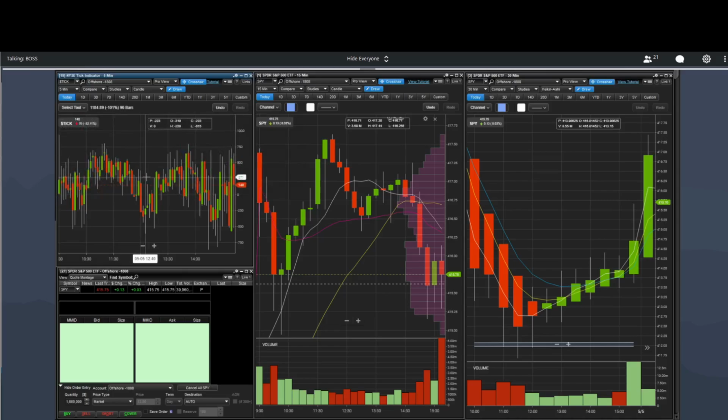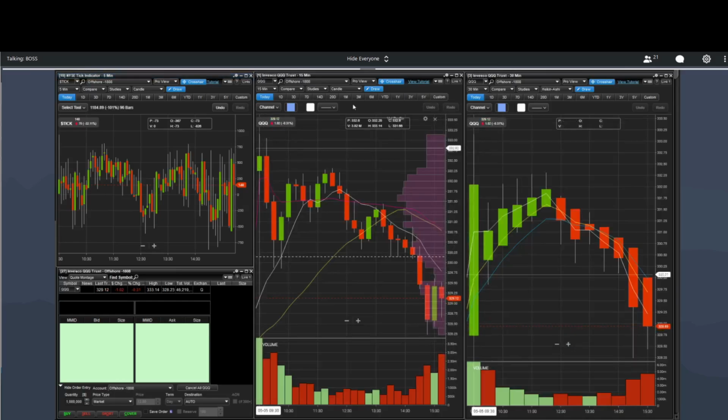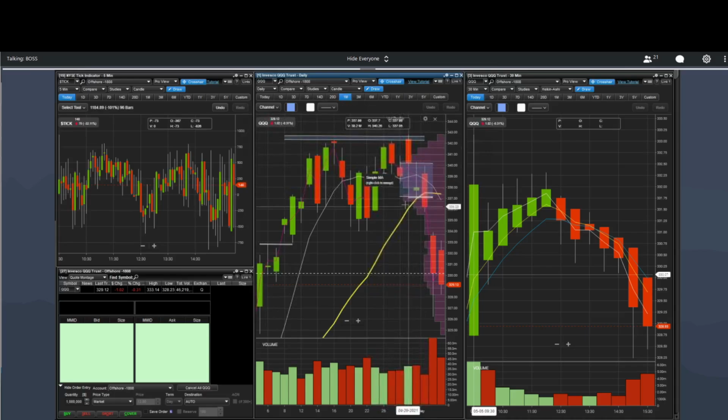Do you consider the wick part of the inside bar, or is it mostly the body? Yes, I do consider the wick part of the inside bar. For instance, on the down move, here's the inside bar to the downside. Here's my trade right here. See this box right here?